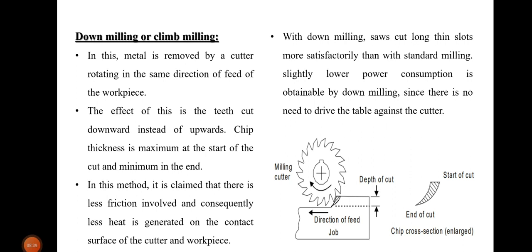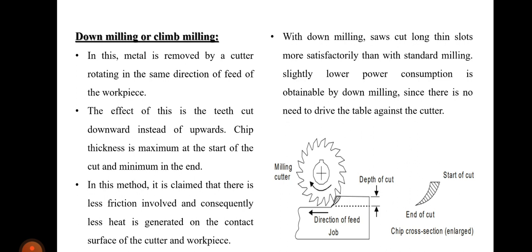Now the next type of milling is down milling or climb milling. In this, metal is removed by the cutter rotating in the same direction as the feed of the workpiece. The effect of this is that the teeth cut downward instead of upward. Chip thickness is maximum at the start and minimum at the end of the cut. In this method, it is claimed that there is less friction involved and consequently less heat is generated on the contact surface of cutter and workpiece.